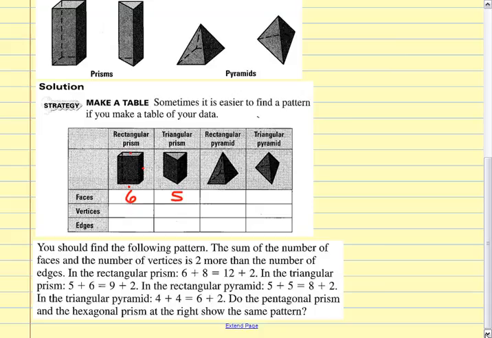That's good. Hannah, what about the rectangular pyramid? How many faces? It means how many flat sides? 5. Good. Grayson, how many faces for the triangular pyramid? 4. Okay, good.